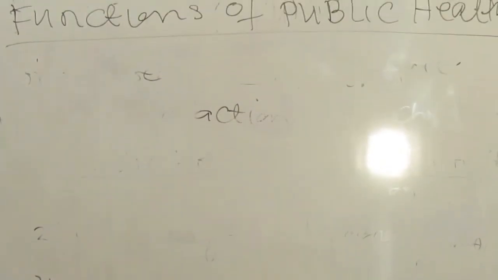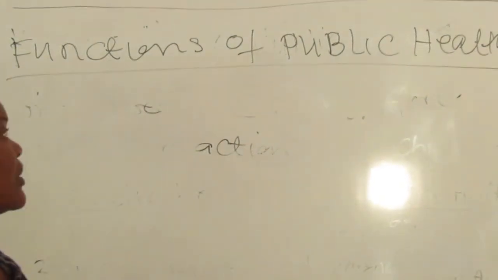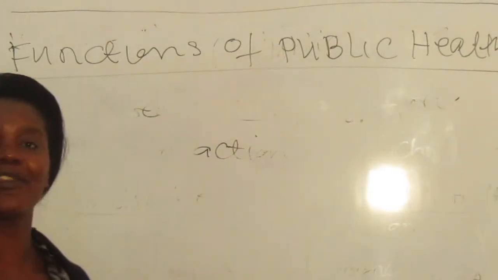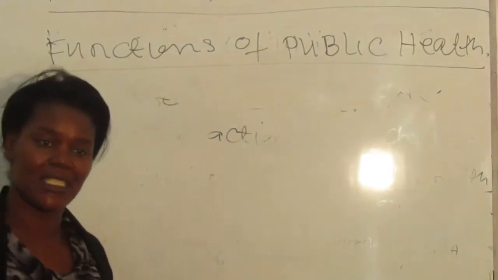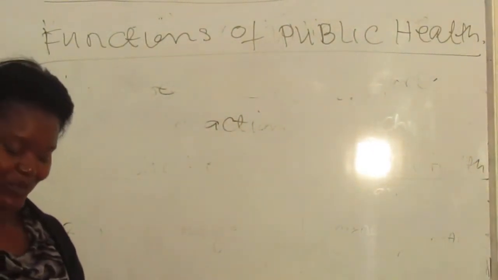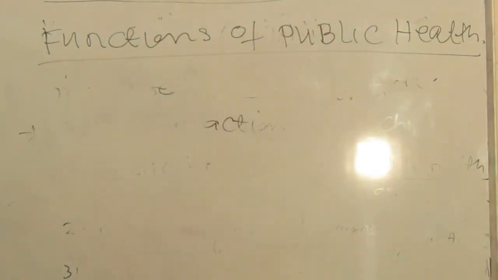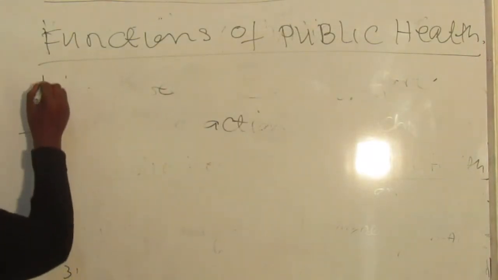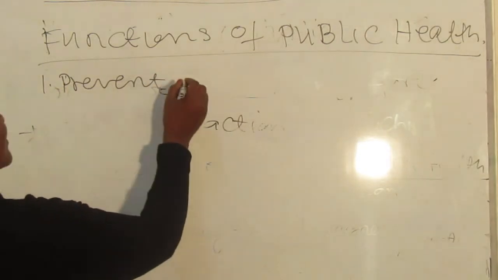Okay, now we're going to look at the functions of public health. What does public health do? As a public health specialist, what are you supposed to do? What will be your functions? Each one of us needs to know the functions that you'll be dealing with. The first function of public health, as a public health specialist, is that you need to prevent epidemics. That is number one. You prevent epidemics.